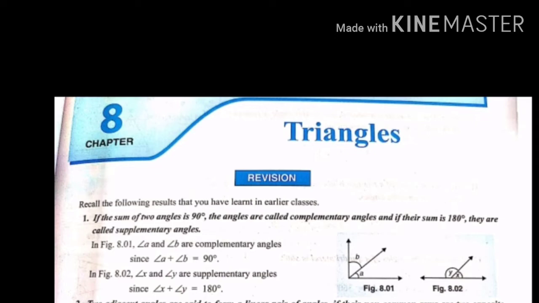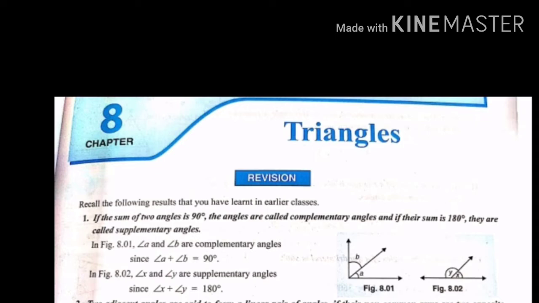So first of all, let me ask you one question. Do you know how many parts there are of triangles? Just now we cannot discuss, so I am giving you the answer: a triangle has a total of 9 parts. It has 3 sides, 3 angles and 3 vertices. It means there are total 9 parts.